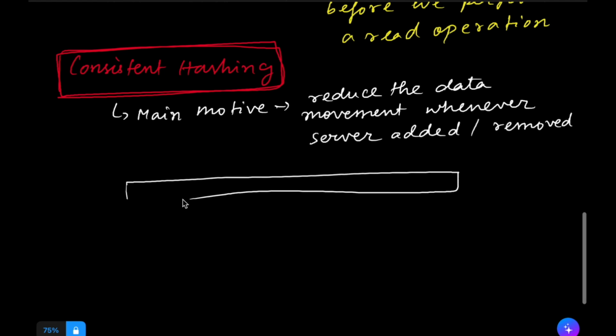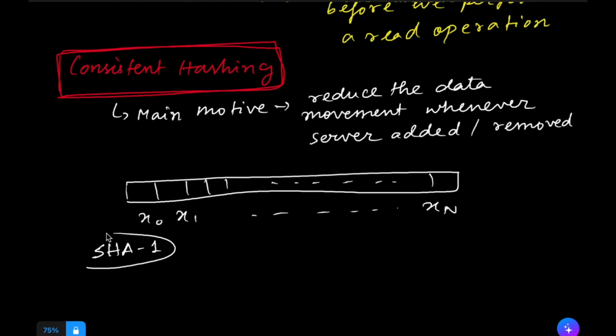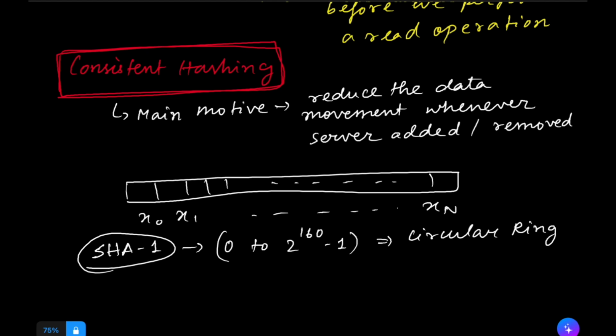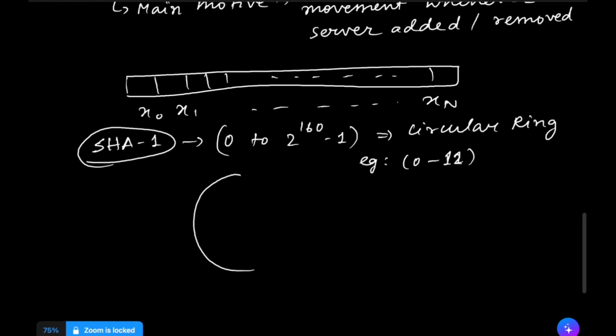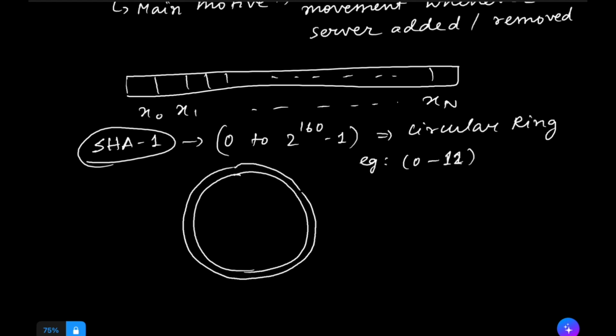So let's say I denote it by an array x0, x1, and it goes up to, let's say, xn. If we use a hashing algorithm, say SHA1 in cryptography, its space ranges from 0 to 2 to the power 160 minus 1. And this is represented in the form of a circular ring. So what do we mean by a circular ring? Let's say for our example, we have 0 to 11, basically 12 hash spaces.